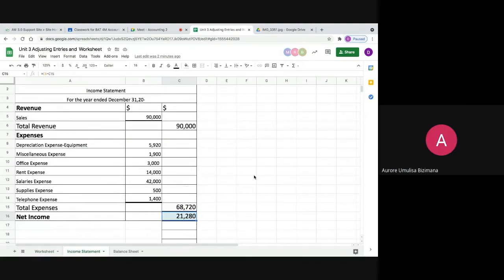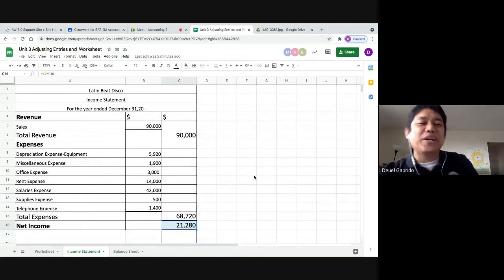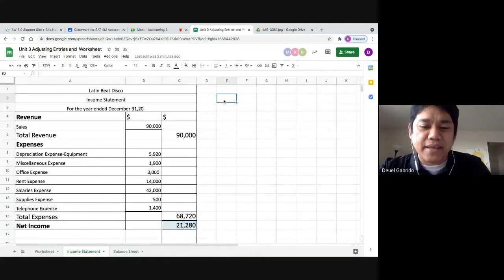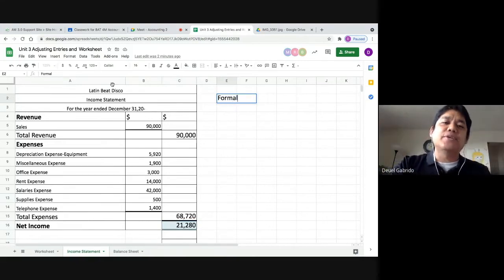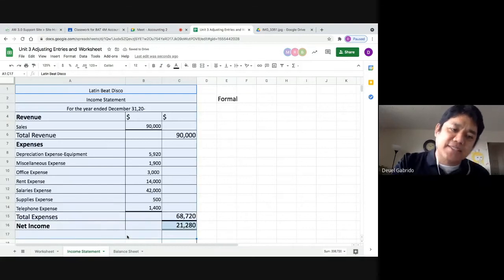Yes, it makes sense. Okay, no problem. So in short, we are making a formal statement. The income statement is formal. So you need to do this, and this is the one that you need to show to your boss.